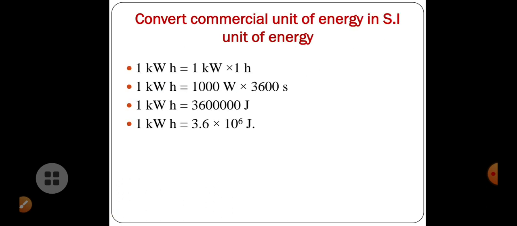Now, an important question: convert the commercial unit of energy into the SI unit of energy. So beta, what is the commercial unit of energy? That is 1 kilowatt hour. What is the SI unit of energy? That is joule. It means it can be asked differently in the exam, that convert kilowatt hour in joules.